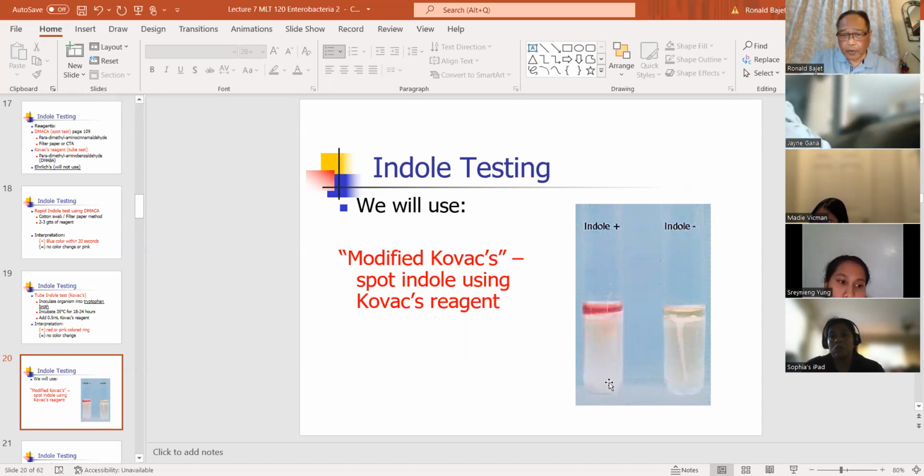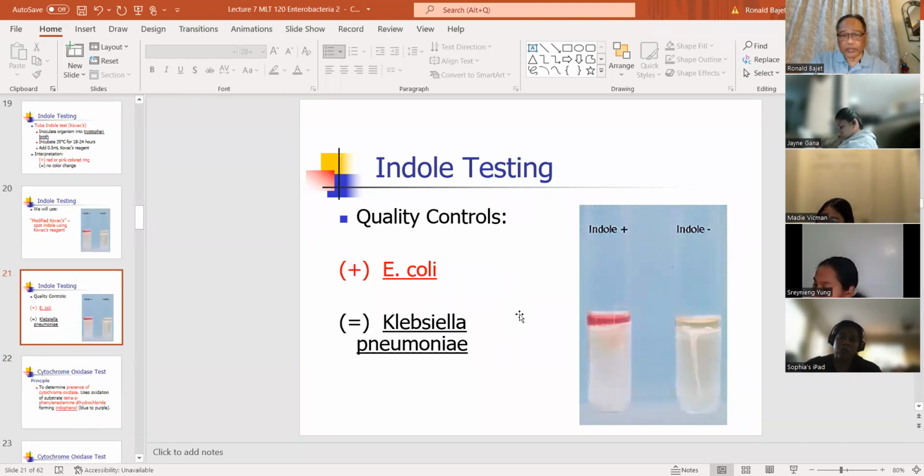It's also positive for motility. See how the tube below the pink is pretty diffuse? That's positive motility. Here, around the stab, not much motility took place, but here, a lot of motility throughout the tube. So this is positive motility, and the pink indicates positive indole, okay? Controls, indole positive is E. coli, negative control is Kleb pneumo.